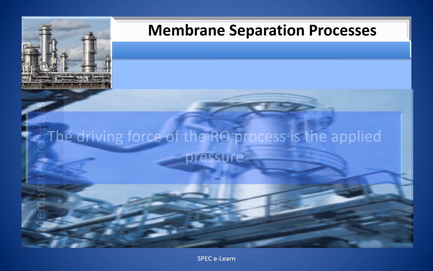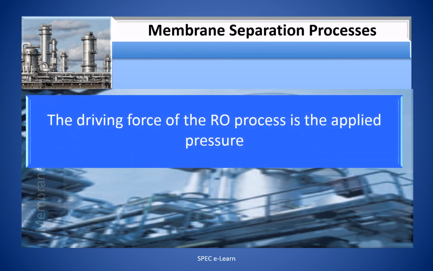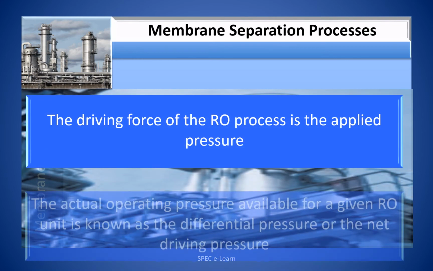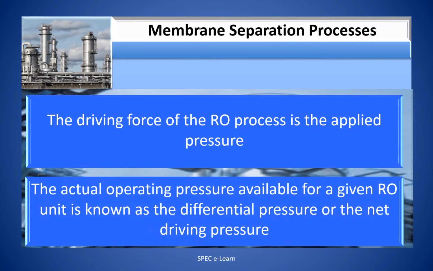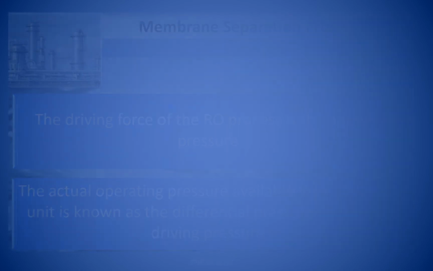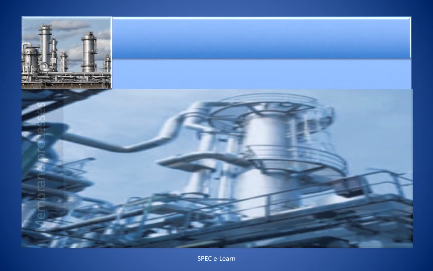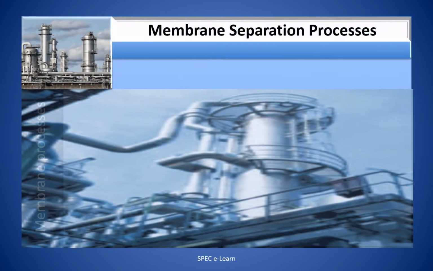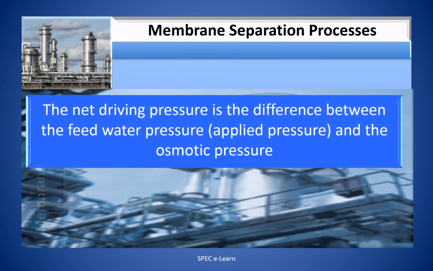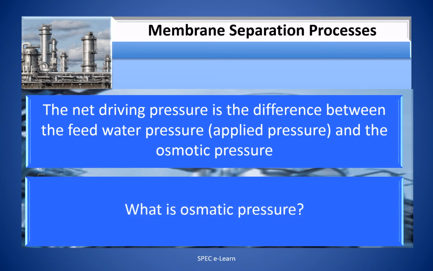The driving force of the RO process is the applied pressure. The actual operating pressure available for a given RO unit is known as the differential pressure or the net driving pressure. The net driving pressure is the difference between the feed water pressure or applied pressure and the osmotic pressure.